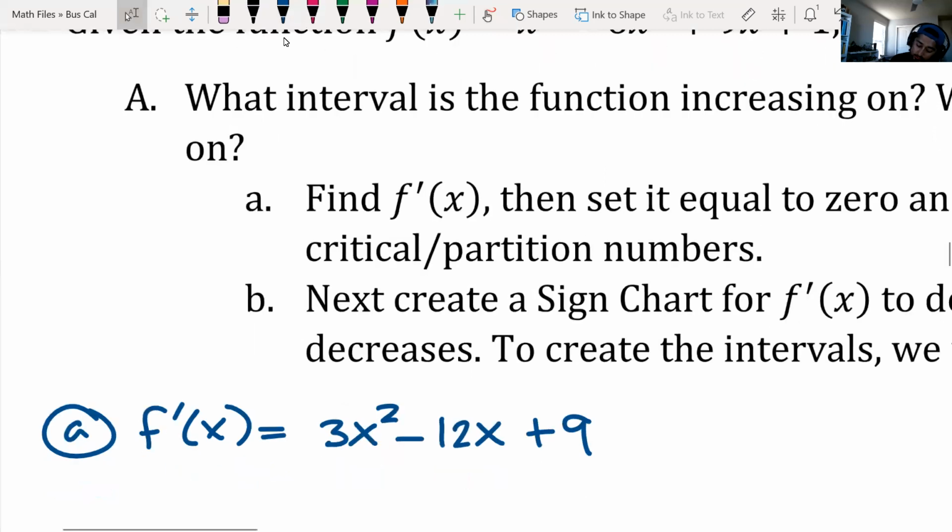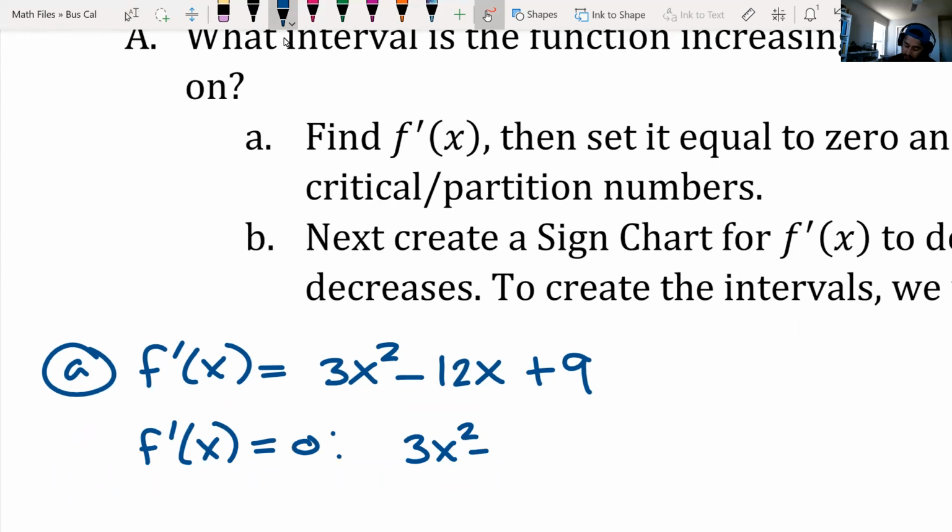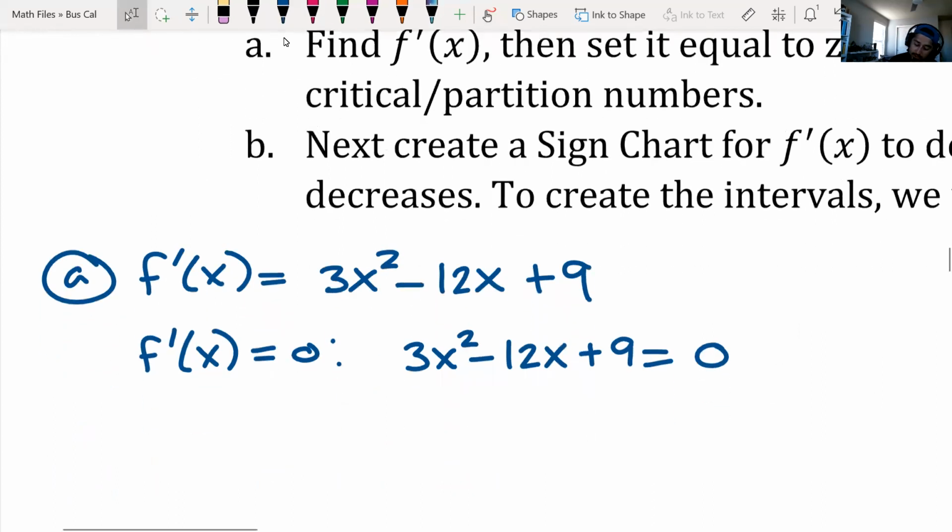Okay. So given that function, our first step, I'll put it under A, is let's find the derivative. So f prime of x is going to be 3x squared minus 12x plus 9. That's our first step. Find the derivative. And then take the derivative and set it equal to 0, which means we get 3x squared minus 12x plus 9 equal to 0. And now we solve for x.